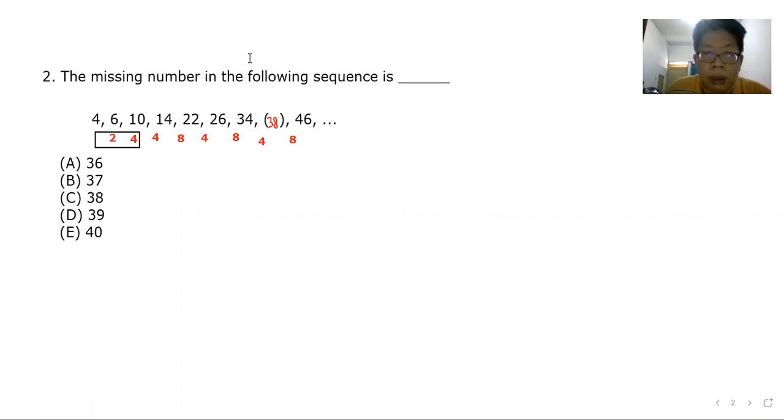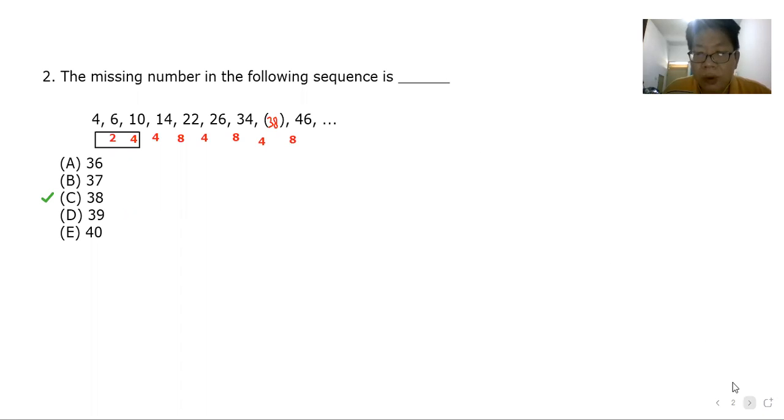Sometimes we have to do that, otherwise we cannot find the missing number, because these first two numbers didn't follow the sequence rules. So the answer is 38. You can comment below if you can find another pattern for this question number 2.